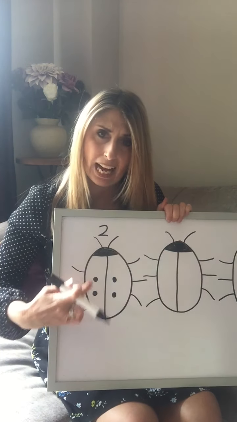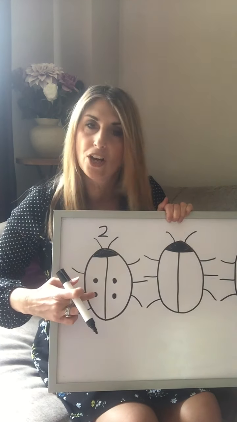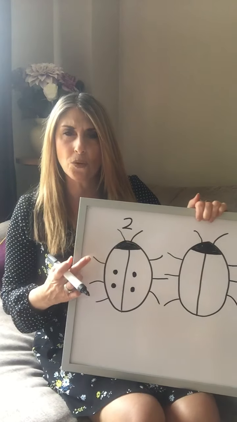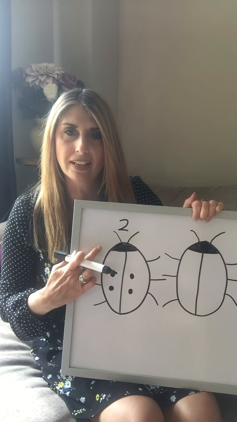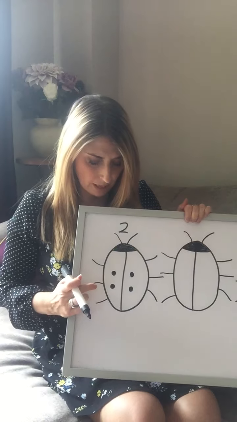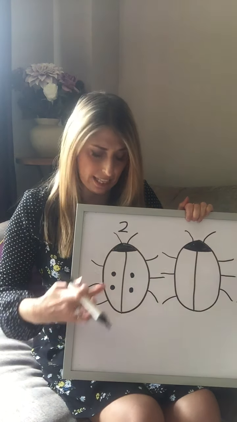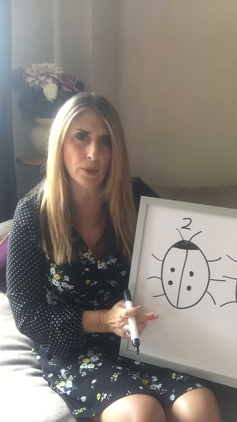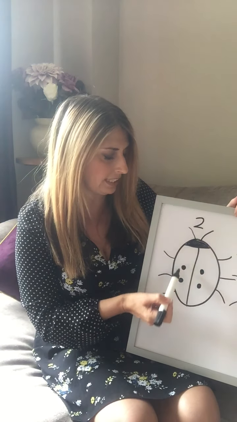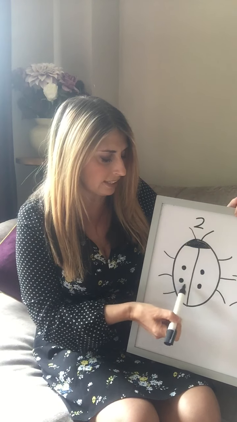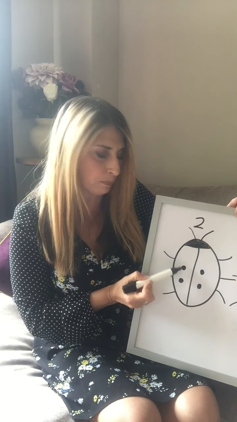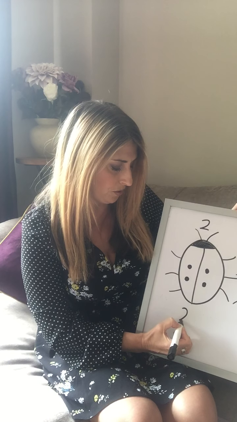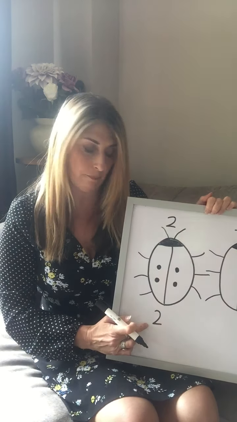Now, let's count them. 1, 2, 3, 4. So double 2 is 4. Now let's see if we can do this as an equation. So what we're going to do is we are going to see what this represents. So these spots here represent 2. So I'm going to put number 2 there.